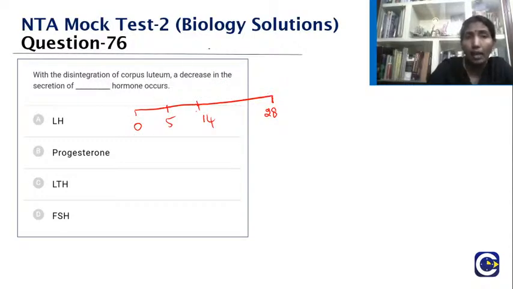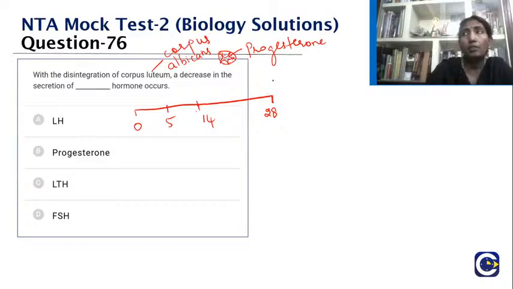A parallel change happens in the ovary also. In the days after ovulation, we have the formation of the corpus luteum, which is the source of progesterone. That will try to maintain the pregnancy. But when there is no fertilization and no pregnancy, the corpus luteum will degenerate and become what is called the corpus albicans. So now what is going to happen here? Which hormone production will decrease? It will be the progesterone.